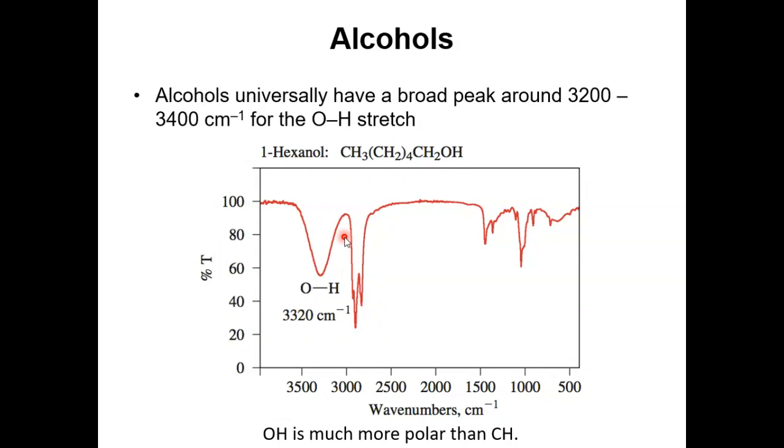Can anyone guess why the OH peak is so broad? Anyone recall that in proton NMR, when we say OH peak, the chemical shift value can vary a lot? Why can the OH peak chemical shift value vary a lot?